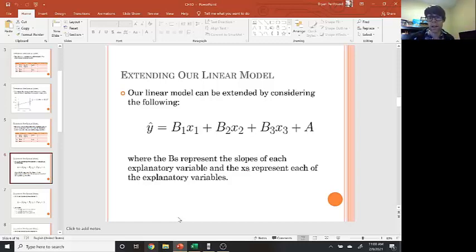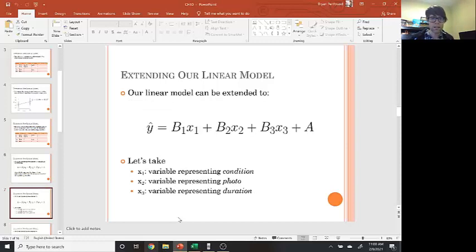So here x1, x2, and x3 are going to represent the different explanatory variables in the model. For us, we're going to try to extend the linear model in the following way. We're going to say x1, let that represent the condition still. x2 is going to represent whether or not there's a photo. x3 is going to represent the duration in days. Okay, and b1, b2, and b3 are the associated slope values with those particular variables.